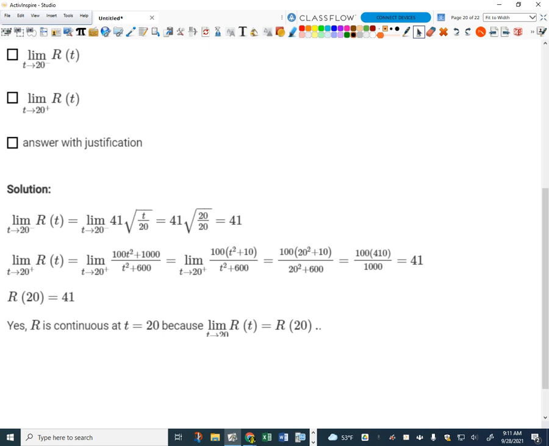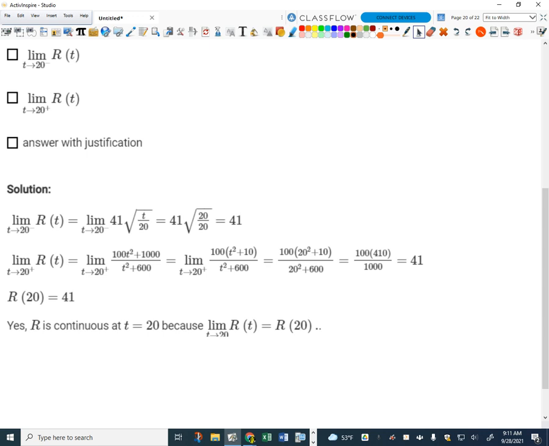And then this is important, you have to include this. The value of the function at 20 is 41. So we meet all the criteria for continuity. That's something I could see students forgetting to put in there. Just because the limits exist from the left and the right doesn't mean the function is continuous. You have to show the function also exists and agrees.